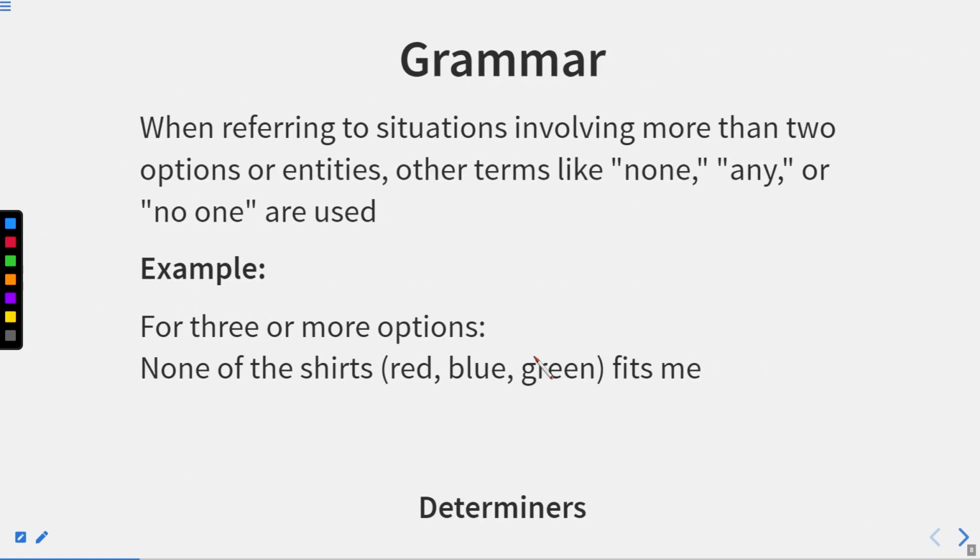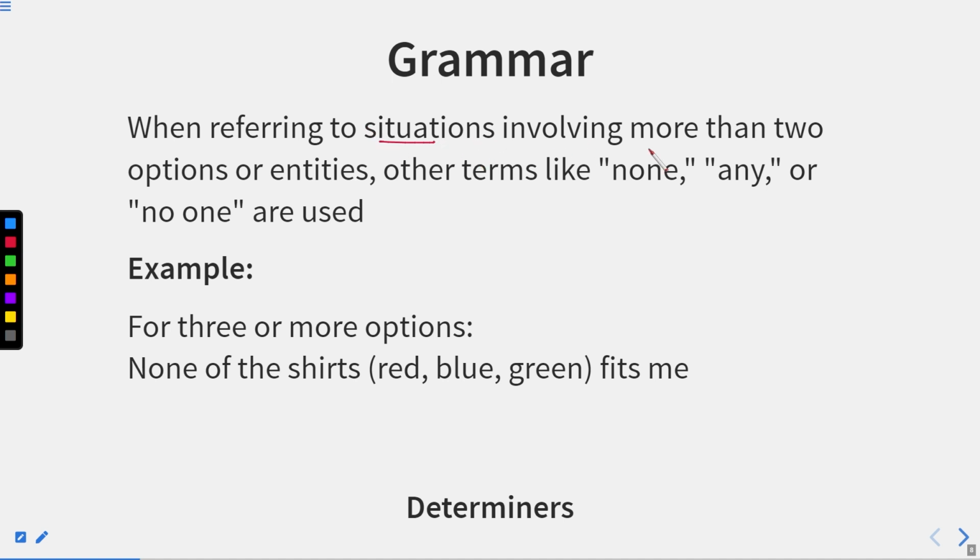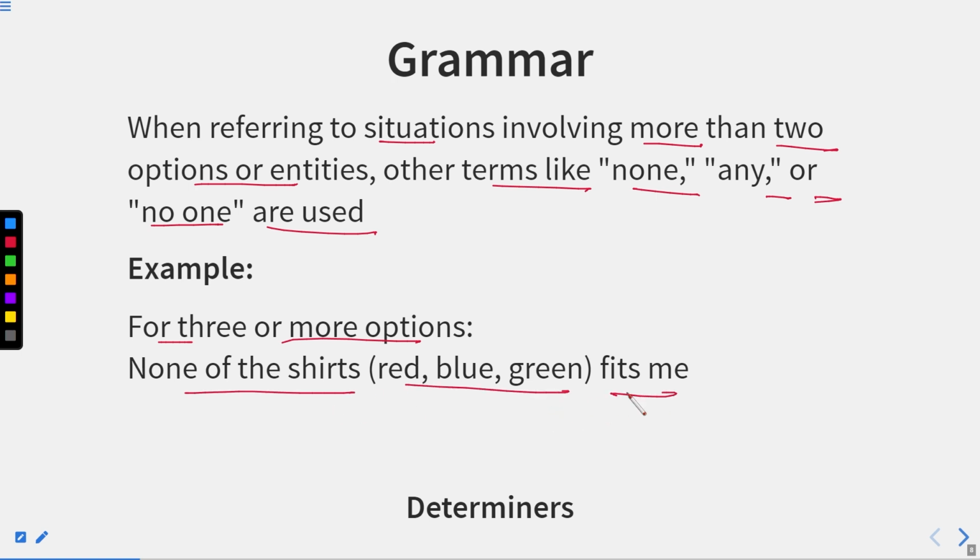Now let us move to the next one. When referring to situations involving more than two options or entities, other terms like none, any, or no one are used. For example, for three or more options, we can say none of the shirts, red, blue, or green, fits me. So if we are talking about more than two things, we can use none in place of neither, or any or no one in place of either. This is how we use these structures.